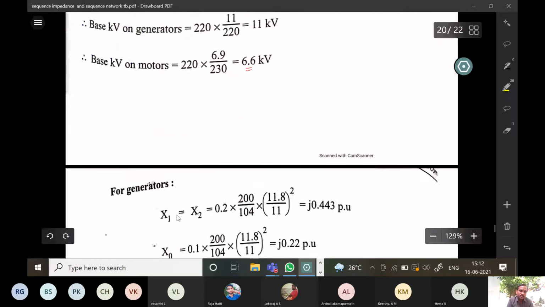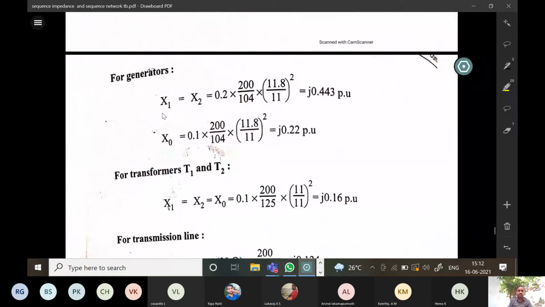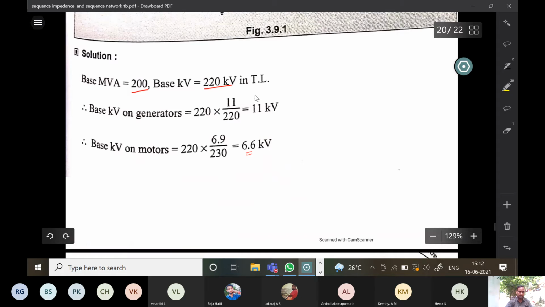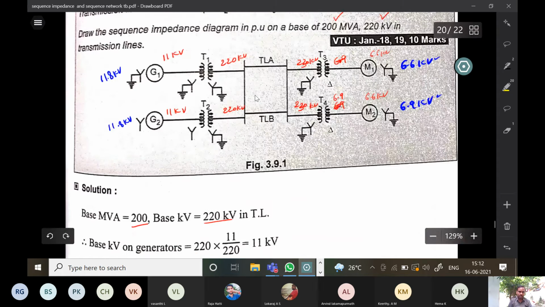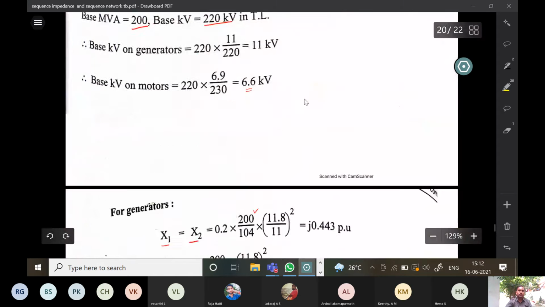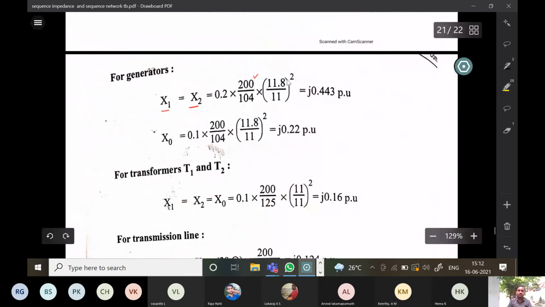Now the generator reactance. This is the positive sequence and negative sequence reactance: 0.2 into the new base MVA 200, over 104, which is the generator 1 MVA, the old MVA. So 200 by 104, and 11.8 is the old kV of the generator divided by the base kV, 11, squared. This will become j0.443 per unit.